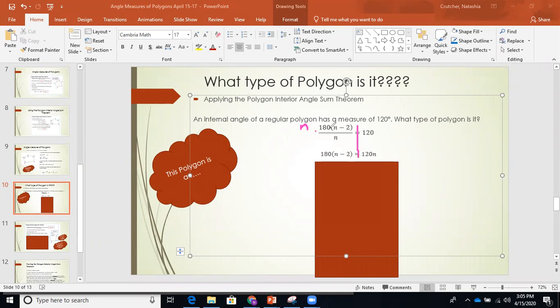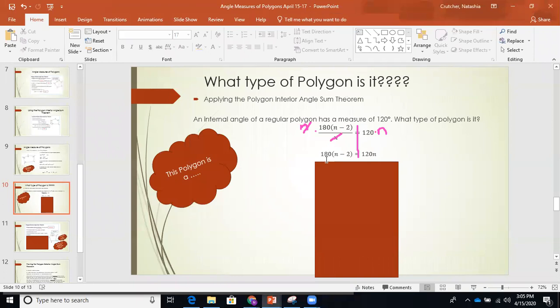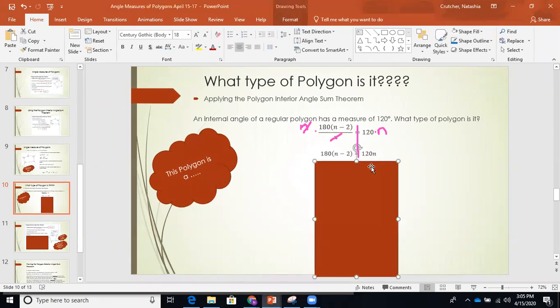I'm going to draw my line down the middle. So we need to move the n, so multiply by n on this side. And then what you do to one side, you have to do to the other side. So that leaves us with 180 times (n minus 2) equals 120n.